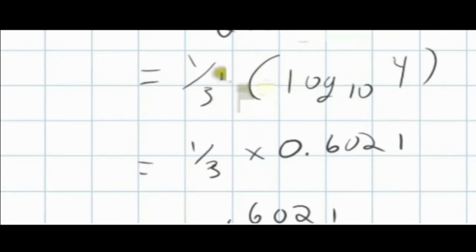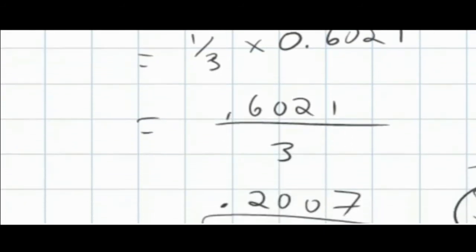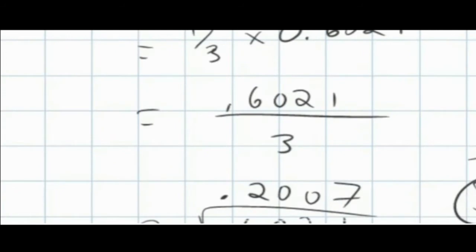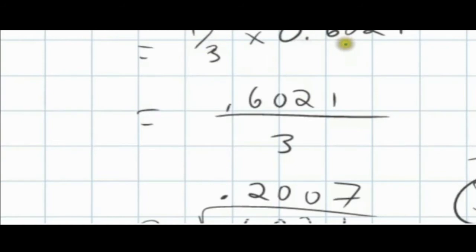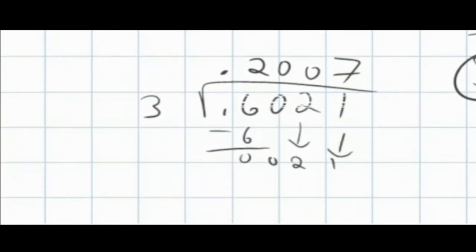How did I get there? I took this exponent and I put it over here. Because by the rules of exponents, you can do that with log. So now I have 1/3 times the log base 10 of 4. So the next step would be to recognize this part as this. That means I can replace it with this. So that's what I did. Now I said 1/3 times 0.6021.